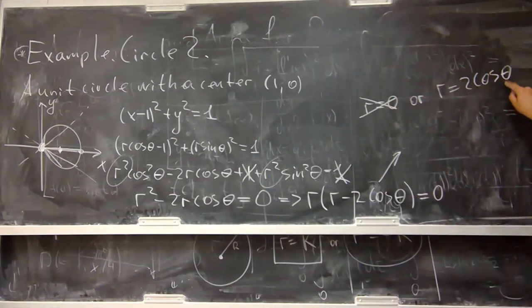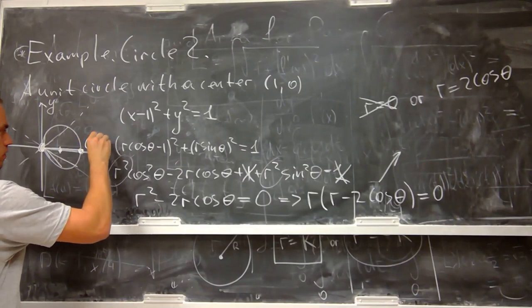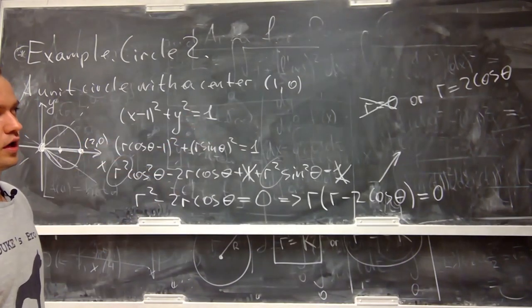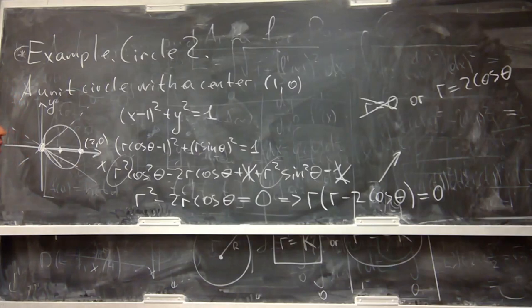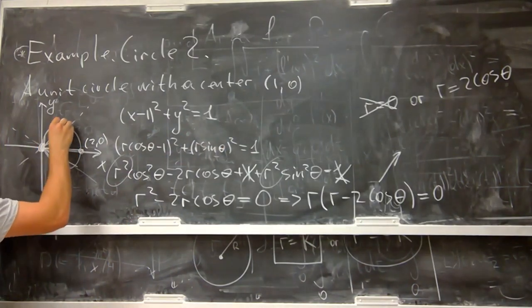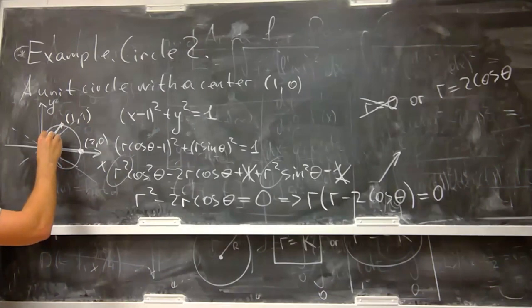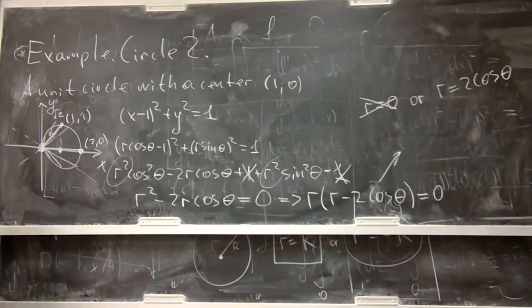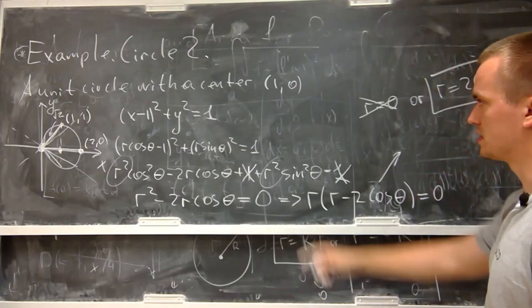Let's check this case. When theta equals zero, cosine of zero is one, so I will get this point, 2 and 0. When theta equals pi over four, tangent of pi over four is one, and cosine of pi over four is square root of two over two, so I will have square root of two. So this is also correct. Why? Because I get this point, which has x and y coordinates exactly one and one. So the length of my radius is exactly square root of two. And this is the equation of a circle with center at (1, 0).